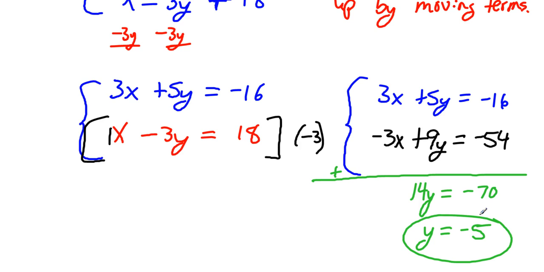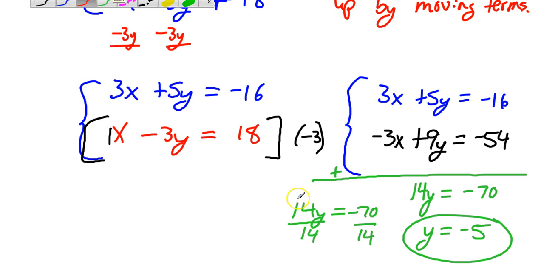Okay, and again, depending on which way you like it, it may be just a little bit shorter to do it this way. Once you've got 14y equals negative 70, you go back and divide by 14. And we do that, the 14s cancel there. And then just do those two numbers divided out to get the negative 5.